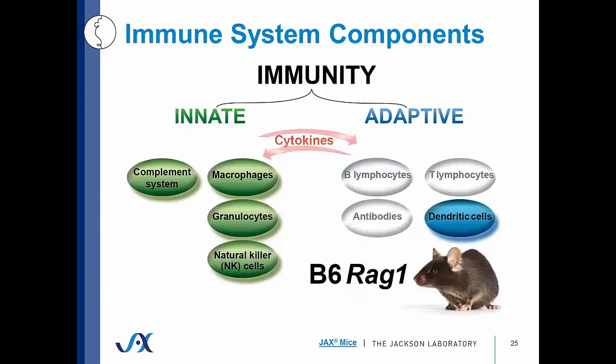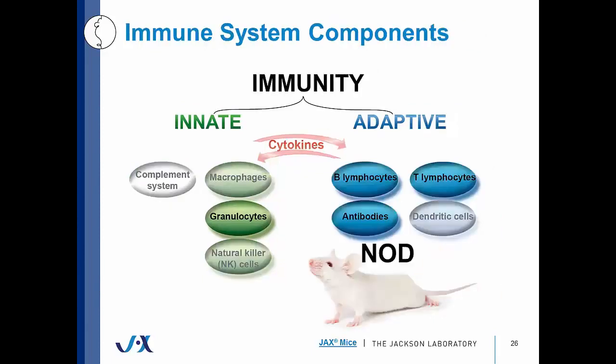Also, B6-RAG1 knockouts, or even RAG2s, are mutants in the recombination activating genes 1 or 2, which play a role in the rearrangement and recombination of immunoglobulin and T cell receptor during VDJ recombination. And this is essential for maturity in B cells. So you can see that they lack T and B cells, however, they still have their innate immune system intact. And they have been used for a number of research areas as well, including cancer.